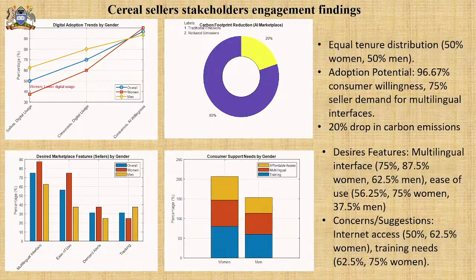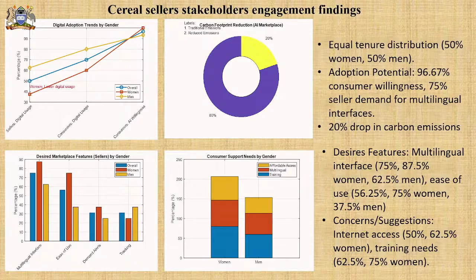Then we checked their digital adoption trends in terms of gender. We were very keen to ensure that we observe the GEDI rules. So you can see digital adoption among the sellers: men were higher than women, and among the consumers, males were also higher than females.